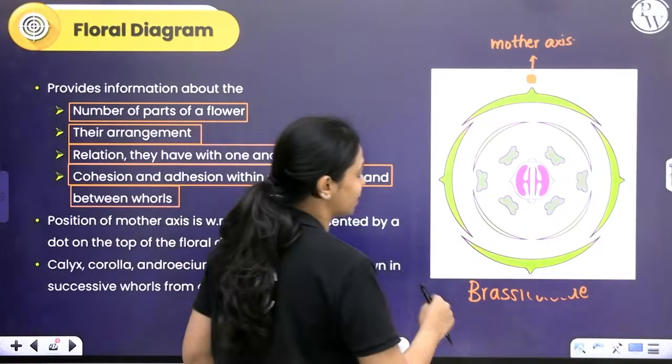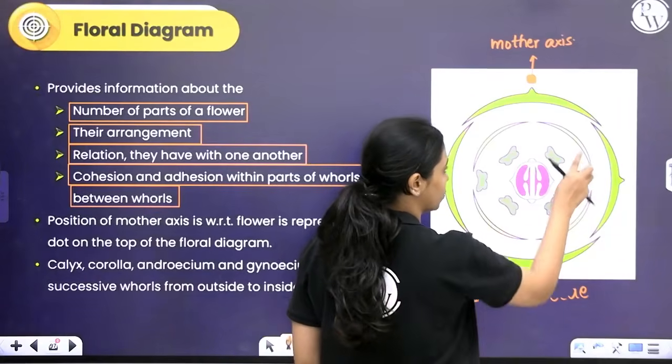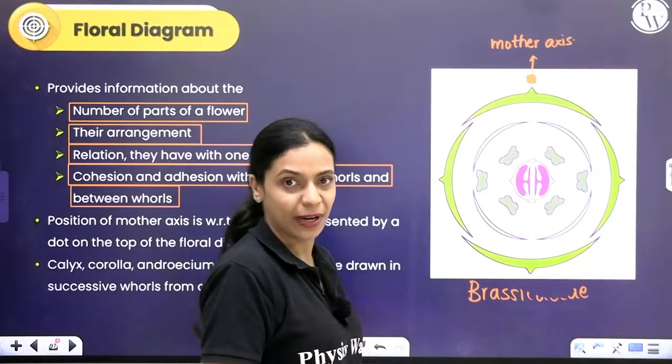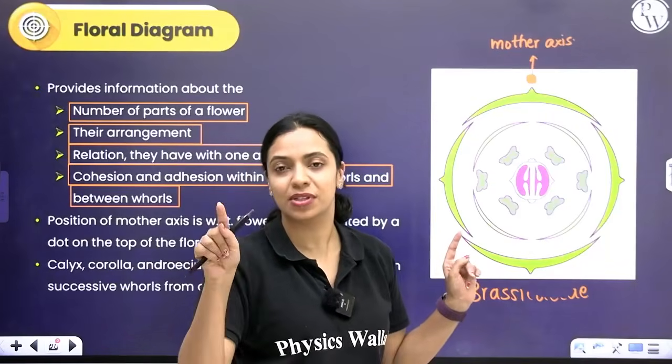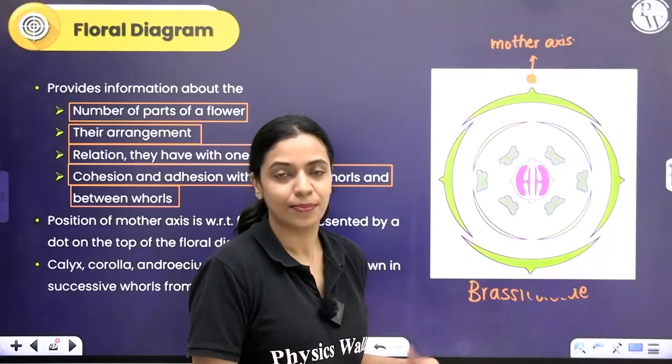Now let's look at corolla. You have 1, 2, 3, 4. 4 are present and they are all present in the same whorl. So you will write C with a subscript 4 not enclosed within brackets.